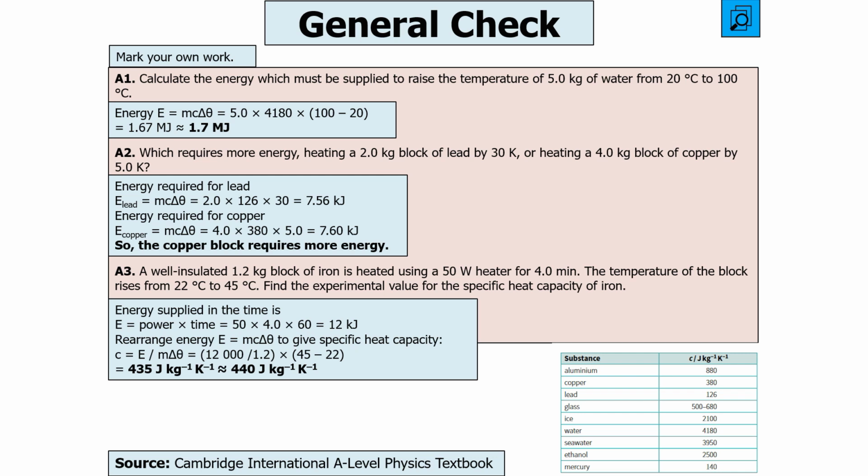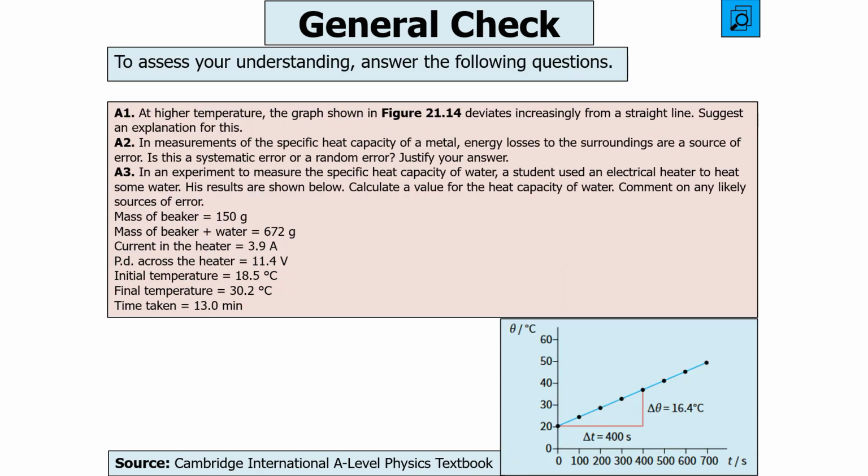So energy is power times time, where time is given in seconds, so therefore our energy will be 12 kilojoules. We can then say C equals E over M change in temperature, so therefore when we work it all through, we get about 435 or 440 joules per kilogram per Kelvin. The next question says, at higher temperatures, the graph shown deviates increasingly from a straight line.